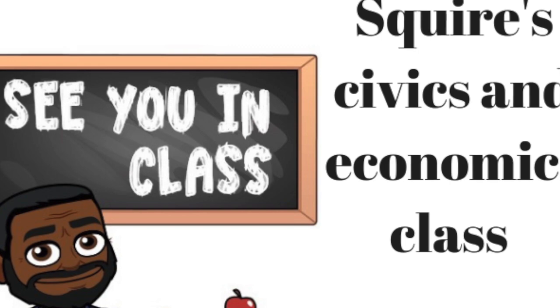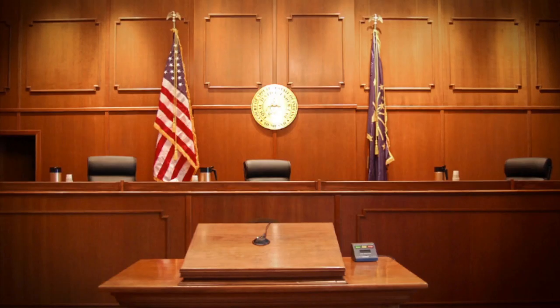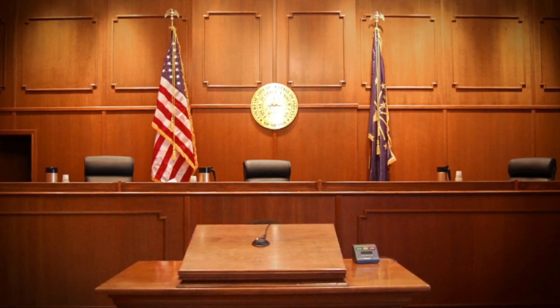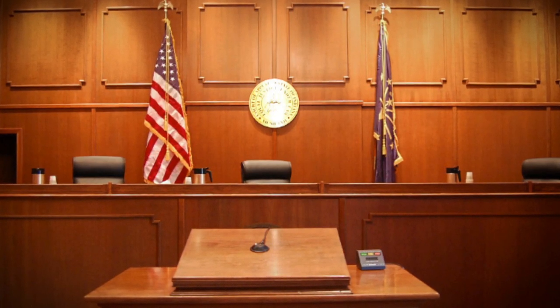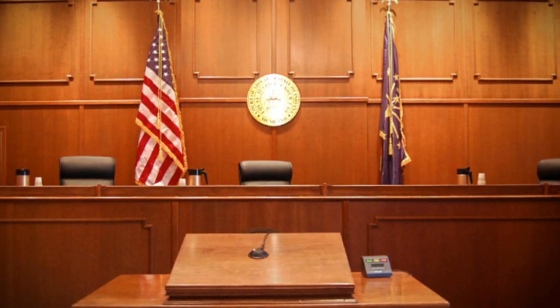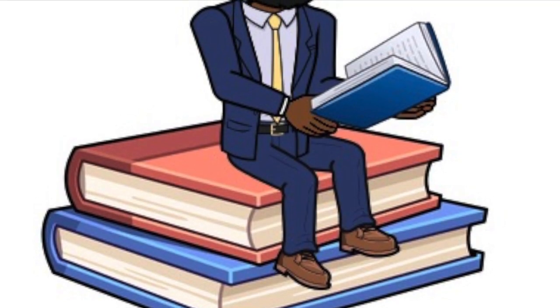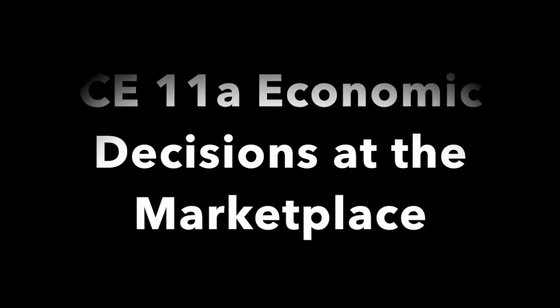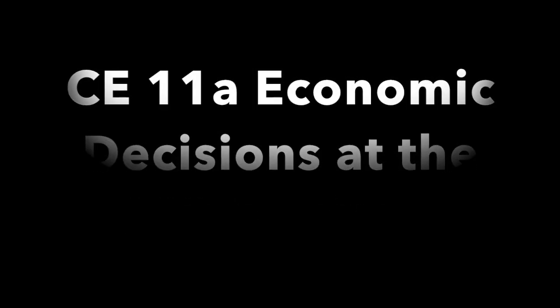So, last week we covered everything from CE10A to CE10D, which focused on the organizations and the jurisdictions of the national and state courts, all the way down to due process and the 5th and 14th Amendment. Okay? This week, we are moving on to CE11, which focuses on economic decisions made in the marketplace.